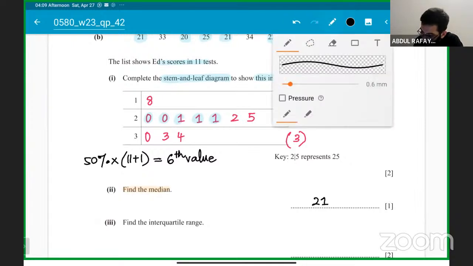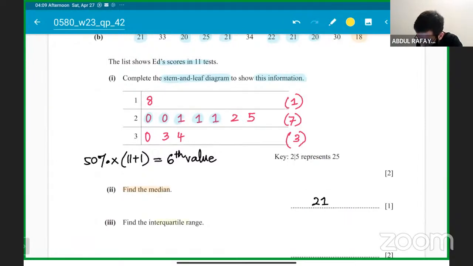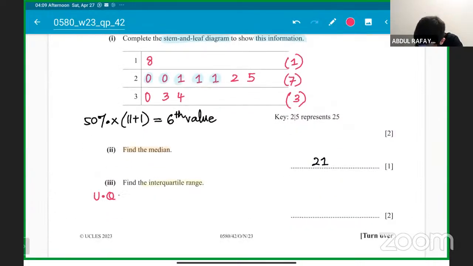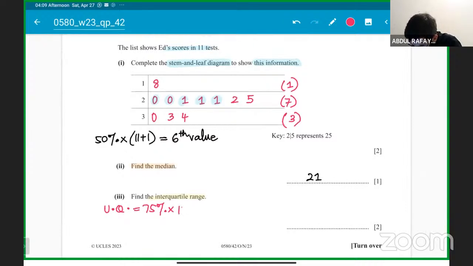21 score is the median, and then you have to find the interquartile range. It will go the same way. Interquartile is upper quartile minus the lower quartile. So upper quartile is 75% of the data, which will be 75% of the 12. It will be 9, sorry, ninth value, I think, okay? Yeah, 75% of the data will be the ninth value. So it will be the ninth value. Ninth value will be, sir, 30, right? 6, 7, 8, 9. Yeah, 30 is the upper quartile, guys. 30 is upper quartile, sir.